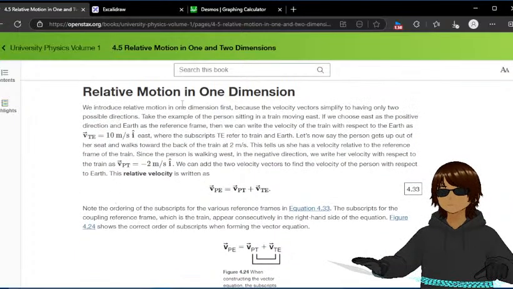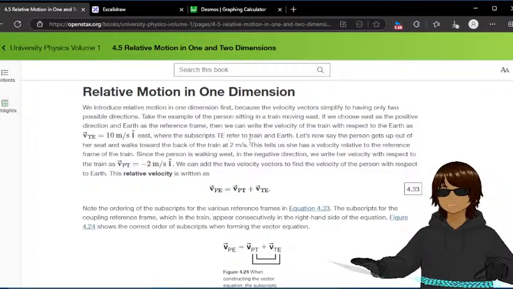We introduce relative motion in one dimension first, because the velocity vectors simplify to having only two possible directions. Take the example of a person sitting in the train moving east. If we choose east as a positive direction and Earth as a reference frame, then we can write the velocity of the train with respect to the Earth as V_TE equals 10 meters per second i, east, where the subscripts TE refer to the train and Earth.